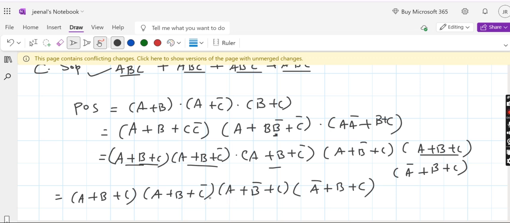So this is the final canonical form of POS, canonical POS, where all the terms have all the variables present in them. So this is it for the video.